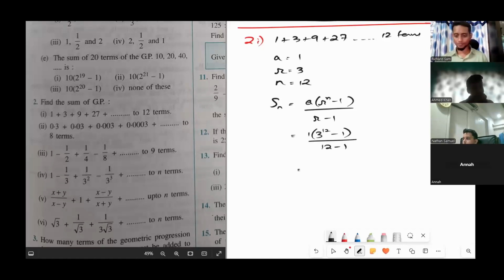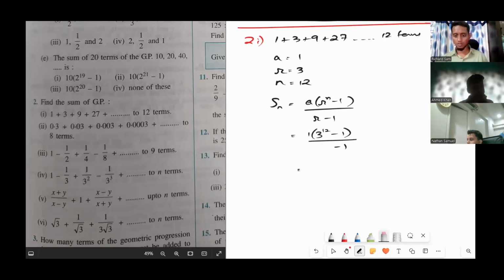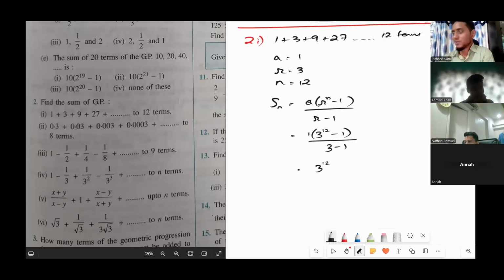Oh, sorry, r. 3 minus 1. 1 by 2 inside the bracket 3 raised to 12 minus 1. Yeah, so don't solve the 3 raised to 12. That will take ages. You'll have to do 3 into 3 12 times, right? They don't expect you to write such a big answer. So leave the 3 raised to 12 minus 1 as it is, and just solve the denominator, which is 3 minus 1, that's 2. So write it like this, 1 upon 2 into 3 raised to 12 minus 1. Yeah, that's the answer.